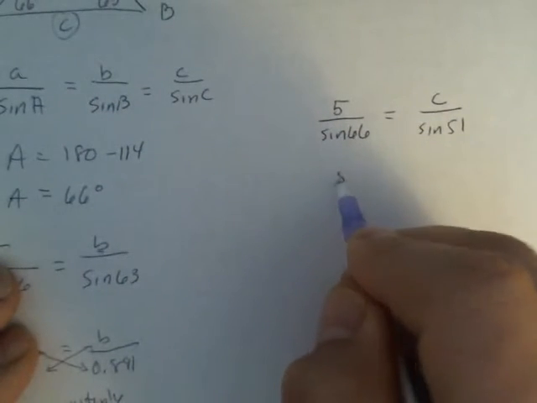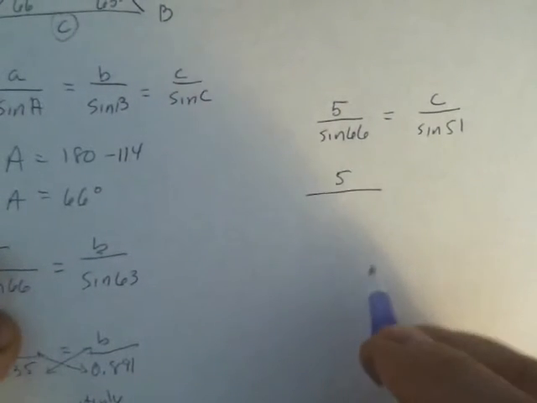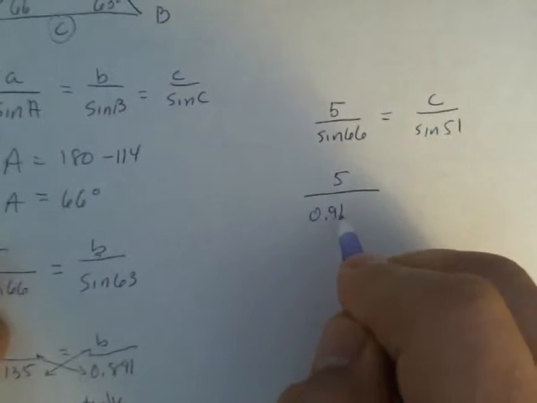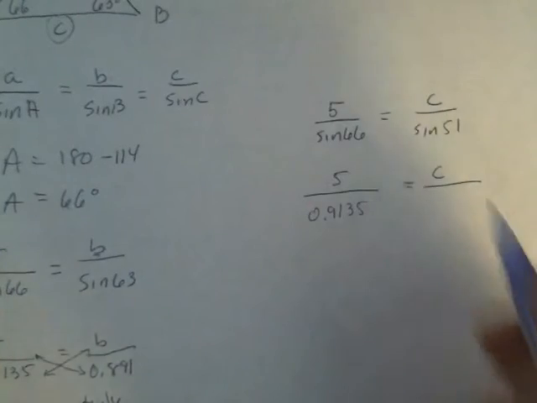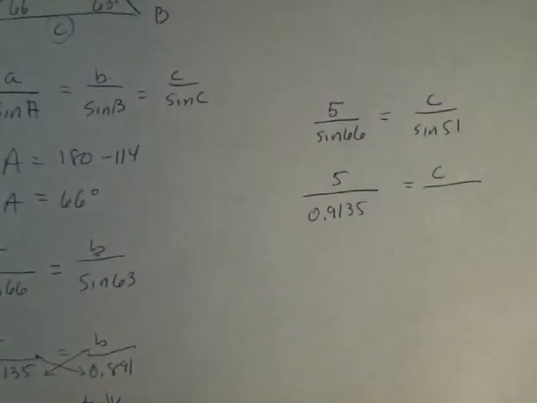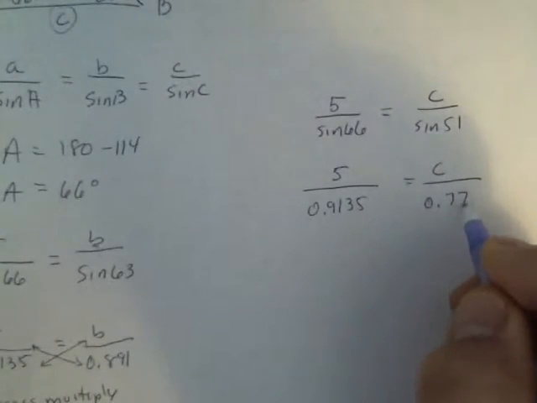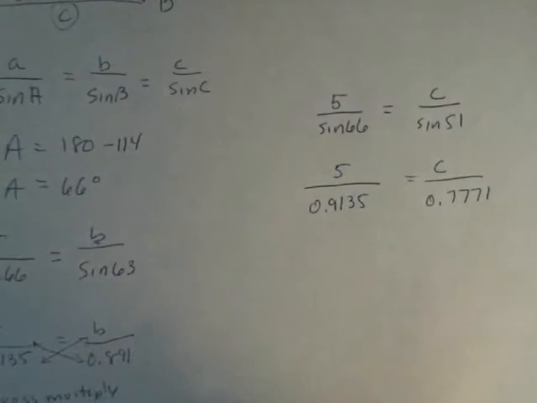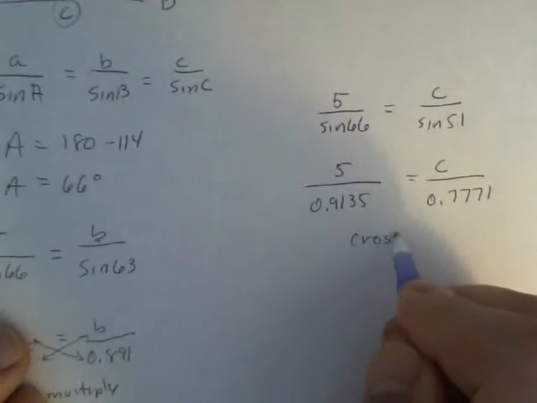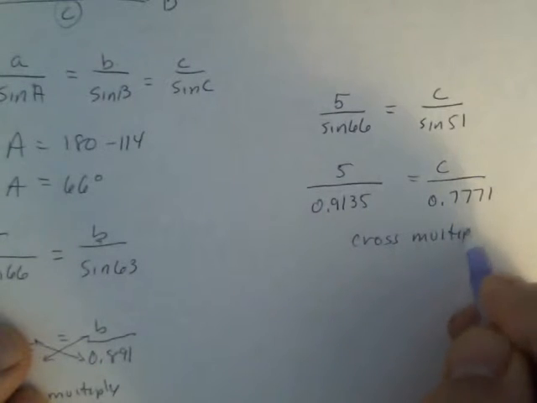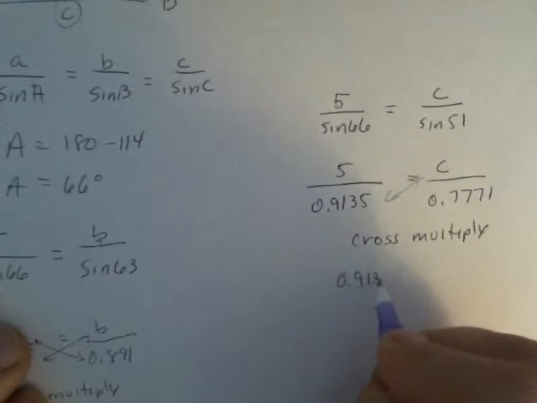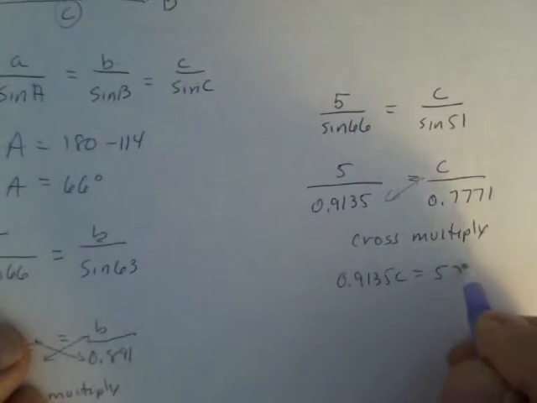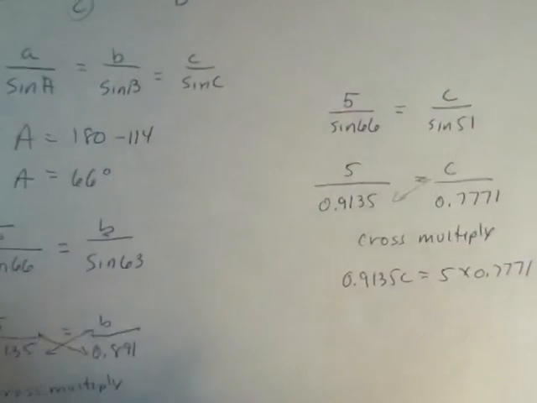So again, we're going to find our trig ratios here. Sine of 66 is 0.9135. And then I'm going to, on my calculator, find the sine of 51, and I get 0.7771. Cross multiply. So I take C times the 0.9135 and 5 times the 0.7771.